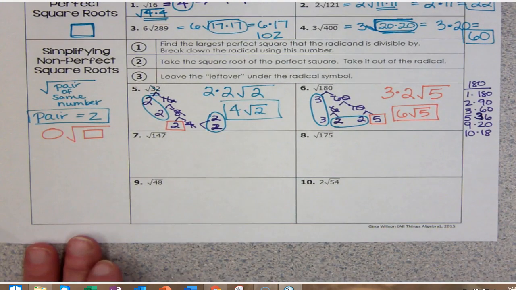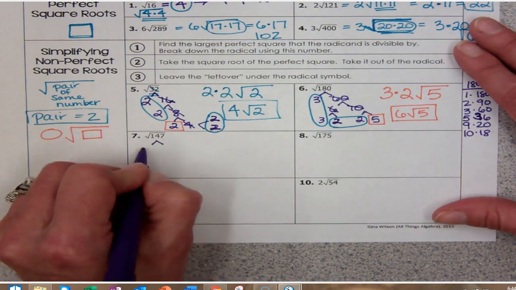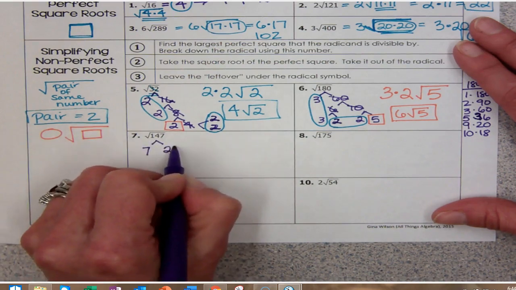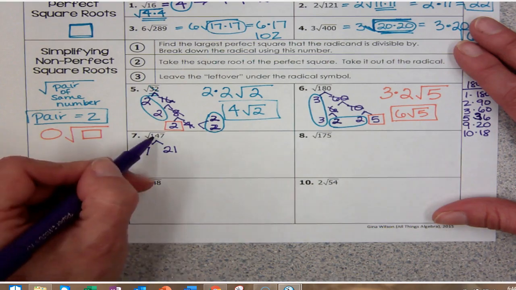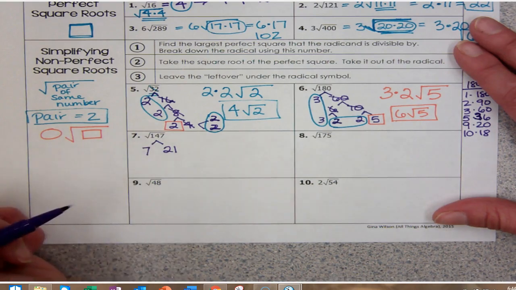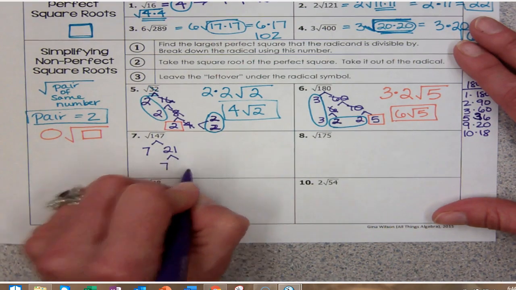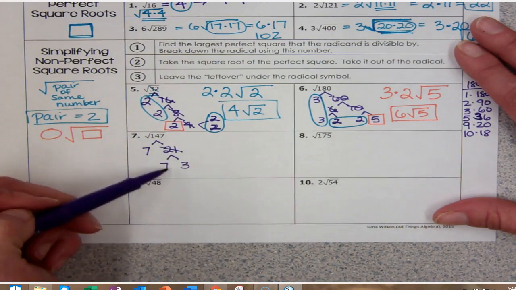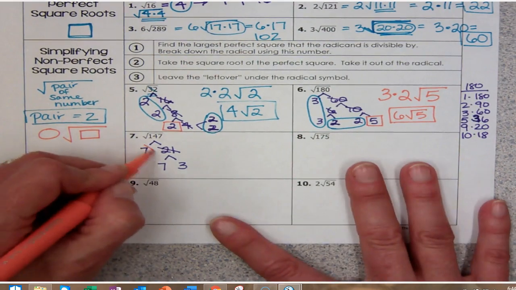So we've got 147. Well, I'm going to look at that, and I think 7 might go into both. 7 might go in there 21 times. 7 goes into 147 21 times. What two numbers multiply to give me 21? Well, 7 and 3. So here are all my numbers. Where's my pairs? I'm circling my pairs.